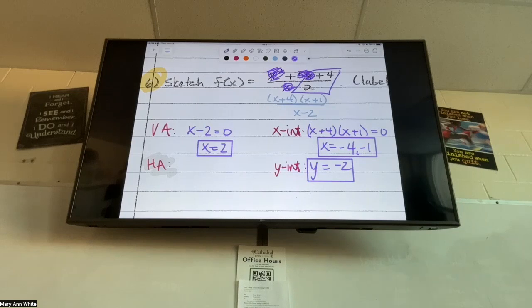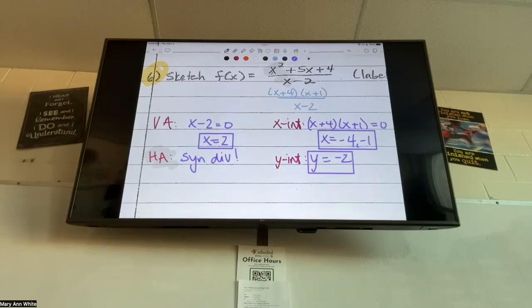Nothing has been new yet. Now we're going to do something new. Since my exponent on top is bigger than the one on bottom, we're going to do synthetic division. So we're going to divide. We're going to do our 2 is in the house. We're going to do our coefficients 1, 5, 4, and we're going to do synthetic division just like we did a ton last unit. Everybody's good so far?